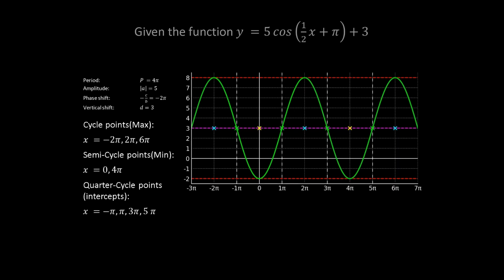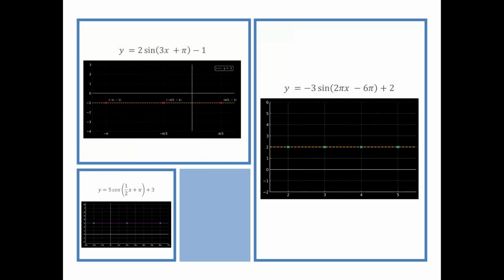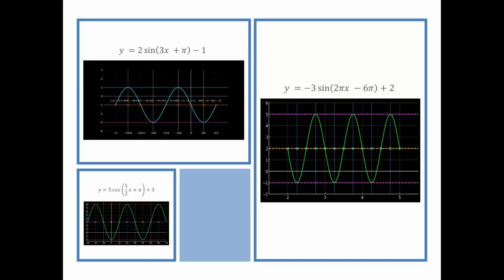And that completes our lesson on graphing general sinusoidal functions. We've seen how to find the cycle points, the semi-cycle and quarter cycle points, and how to use the midline, maximum, and minimum lines to shape the graph.